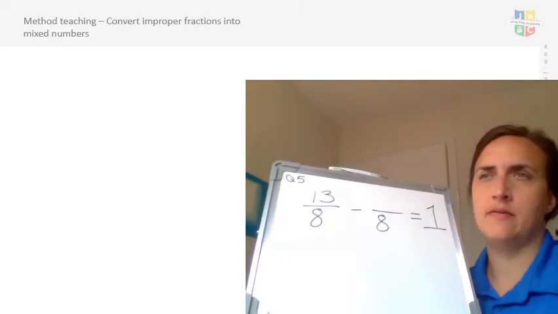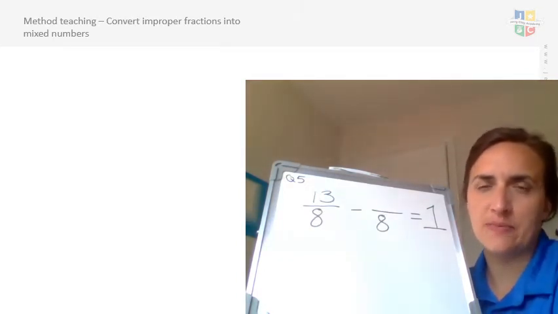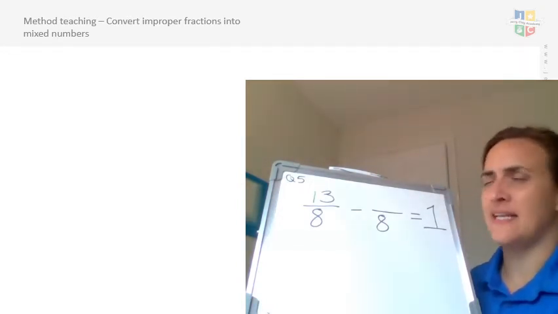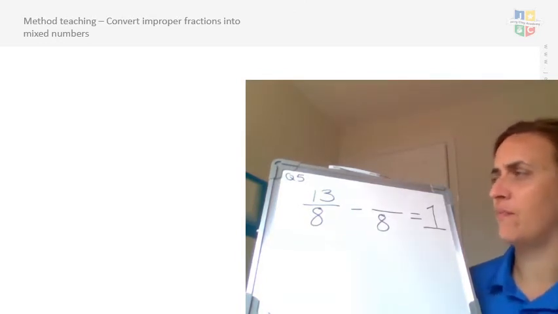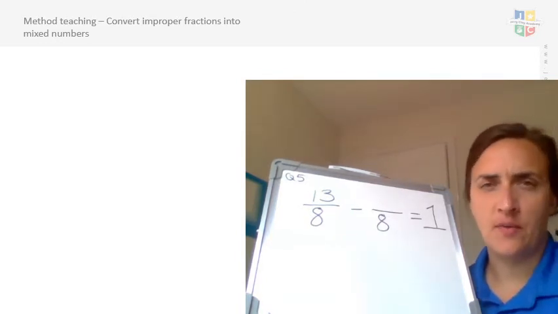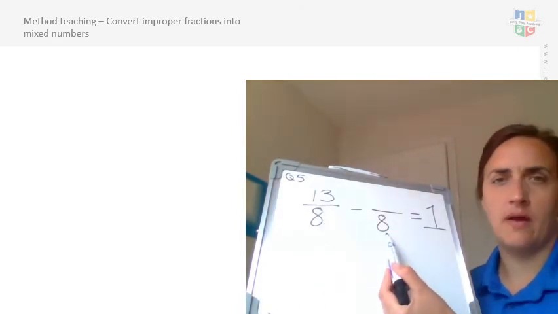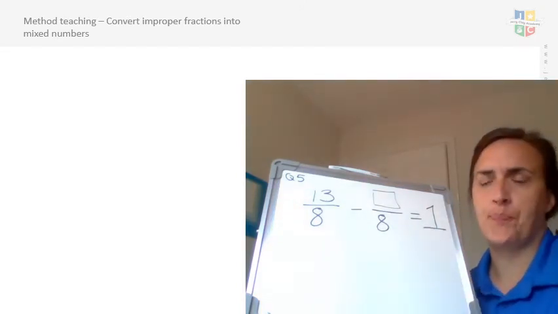So on the second page of questions, we're looking at showing our understanding of adding and subtracting fractions in different ways. So here's an example of a question that we have on question 5. So there's a few different ways I can do this. I need to know 13/8 take away an amount of eighths, which I don't know yet, equals 1.